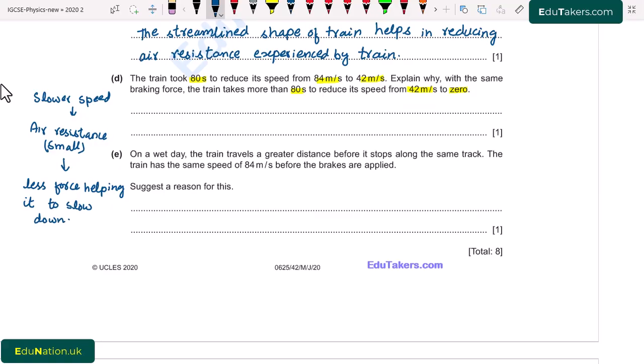So, it is simpler reason that when you're trying to reduce your speed, the air resistance increases, the easier it is for you to slow down. But at lower speed, we know that there is less air resistance and you need more time to reduce the same amount of speed. So I write here there is less air resistance at slow speeds.